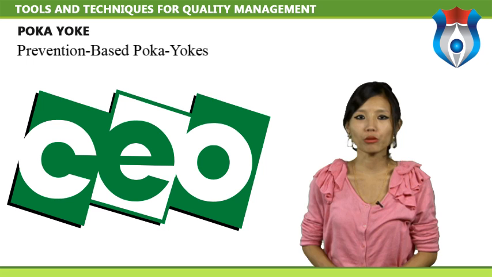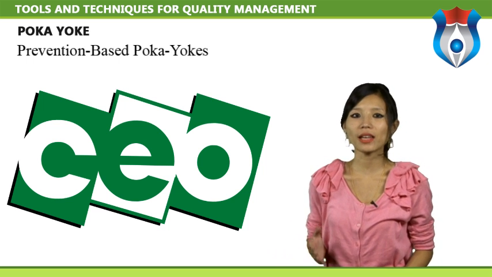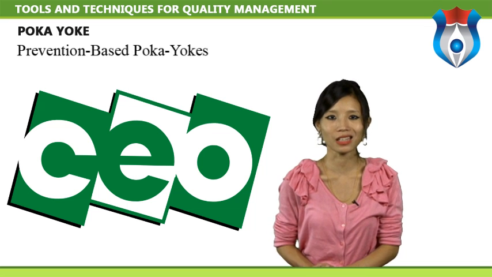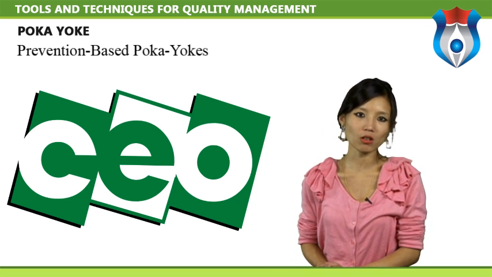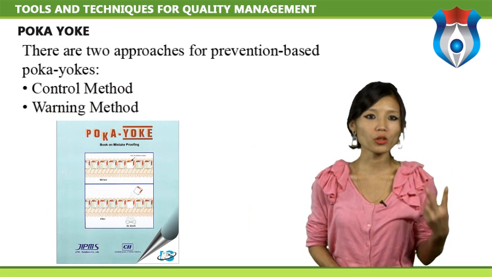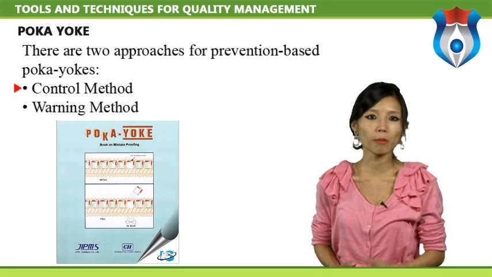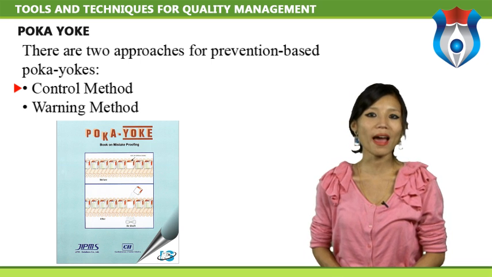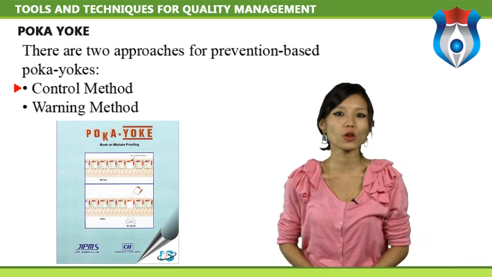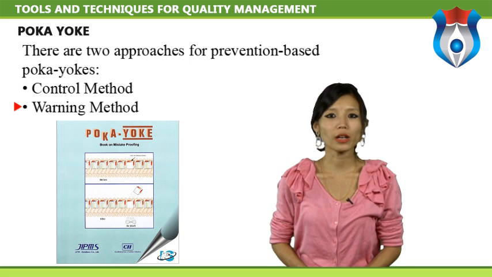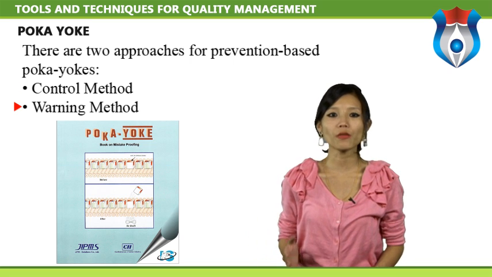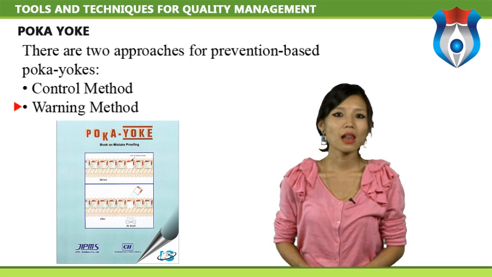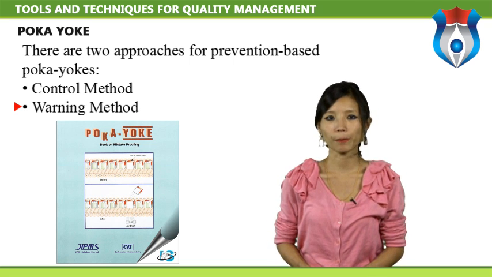Prevention-based poka yokes. Prevention-based mechanisms sense an abnormality that is about to happen and then signal the occurrence or halt processing depending on the severity, frequency or downstream consequences. There are two approaches for prevention-based poka yokes. Control method. This method senses a problem and stops a line or process so that corrective action can take place immediately, thus avoiding serial defect generation. Warning method. This method signals the occurrence of a deviation or trend of deviation through an escalating series of buzzers, lights or other warning devices.